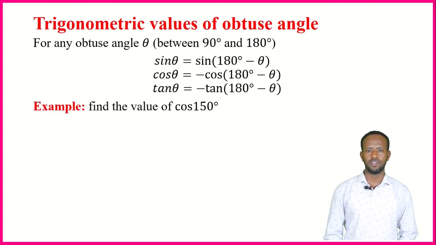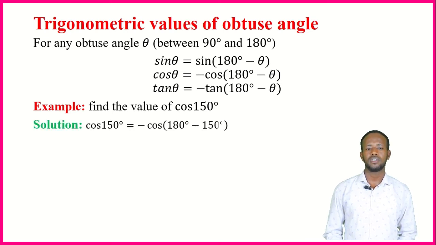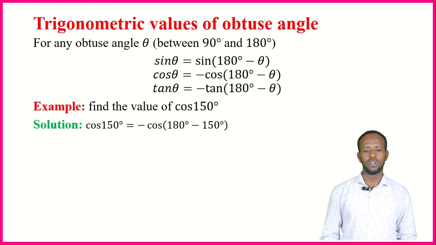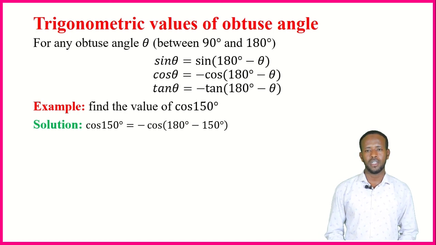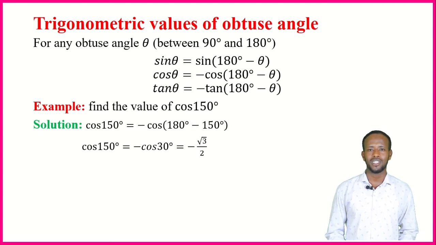Find the value of cos of 150 degrees. Where is this angle? This angle is above 90 degrees and also less than 180 degrees, so it's an obtuse angle. Now cos of 150 degrees, in what way can we find it? Okay, so we'll say here, solution. Cos of 150 degrees equals negative cos of 180 degrees minus 150 degrees, and this is equal to negative cos of 30 degrees. So your cos of 30 degrees is what? Radical 3 over 2, and we multiply by the minus. So cos of 150 degrees is equal to negative radical 3 over 2. So these three formulas are very important. Try to digest them.